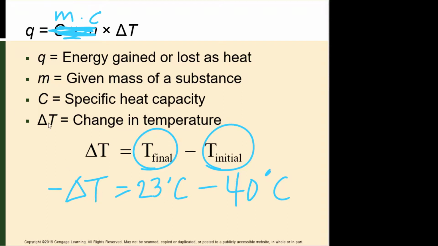If I have a negative delta T times a positive specific heat times a positive mass, my Q will be negative, and that's okay. We want that. If our Q is negative, that's telling me that I have an exothermic reaction. It is giving off heat.